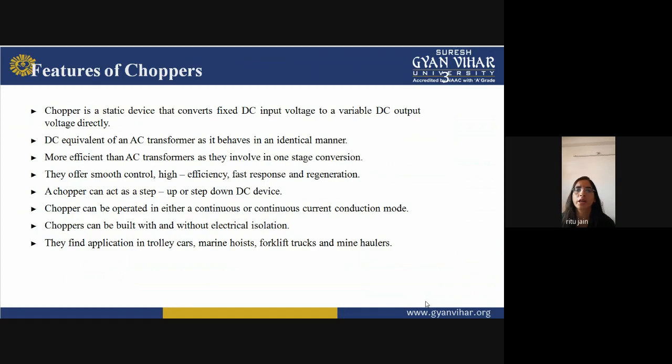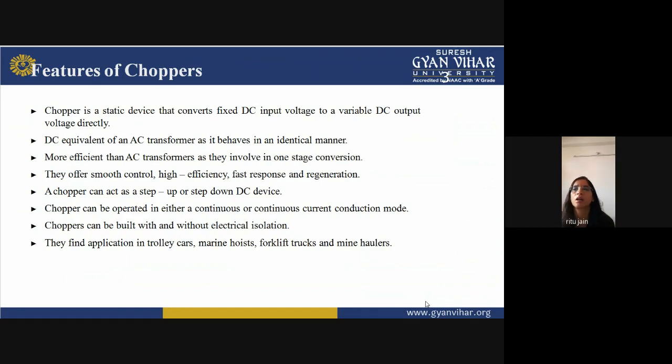Why is this called a static device? Because in this chopper we are using static switches. It may be SCR, BJT, GTO, or IGBT. It will depend on your requirement. So you are using a switch which is static, which does not have any kind of movable or mechanical part. That's why chopper is a static device, and it converts fixed DC voltage into variable DC voltage directly.